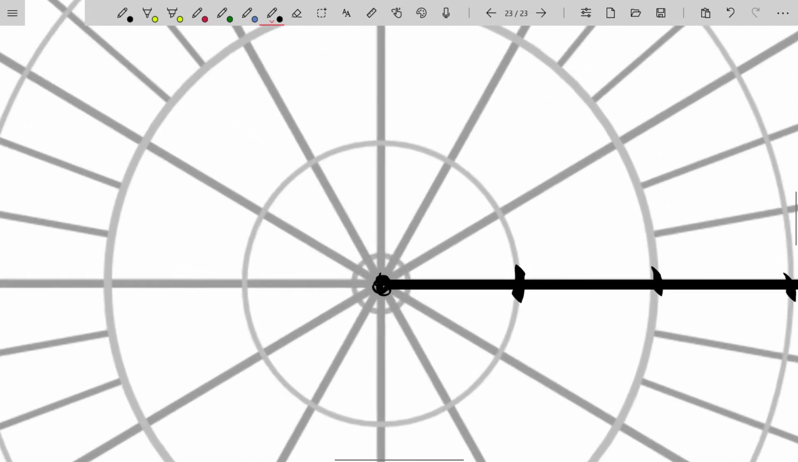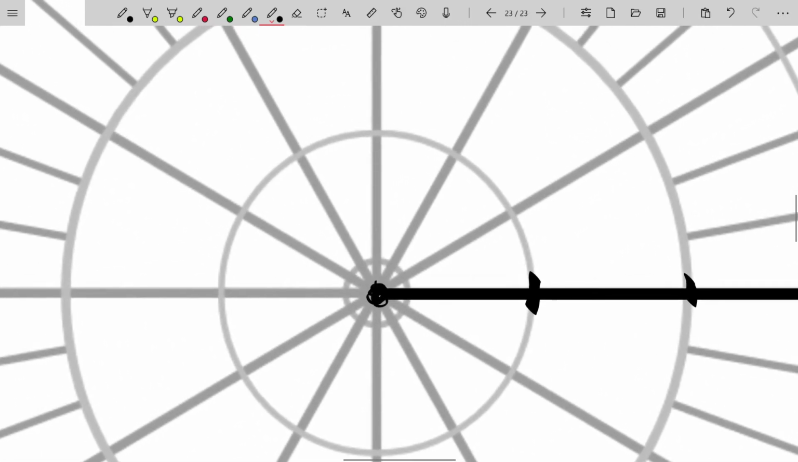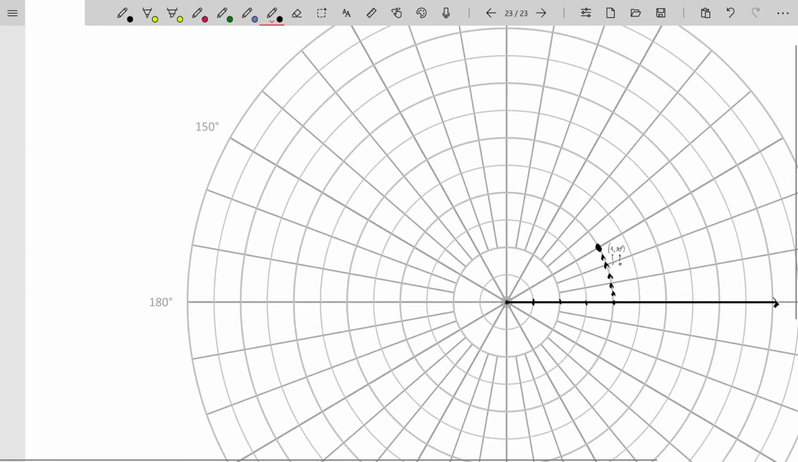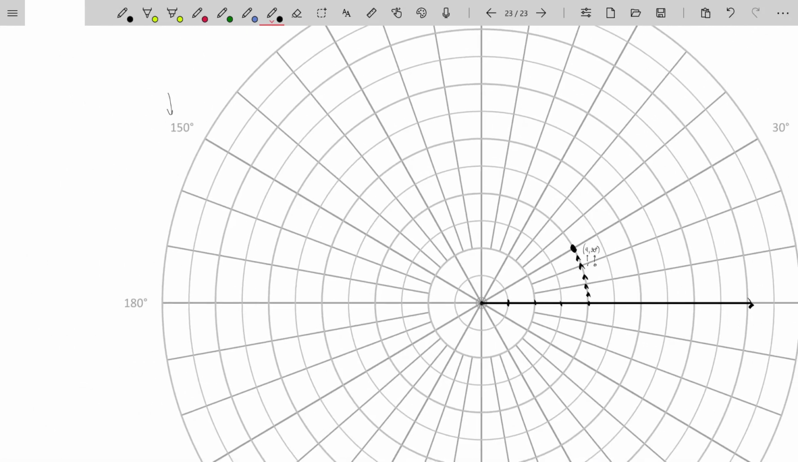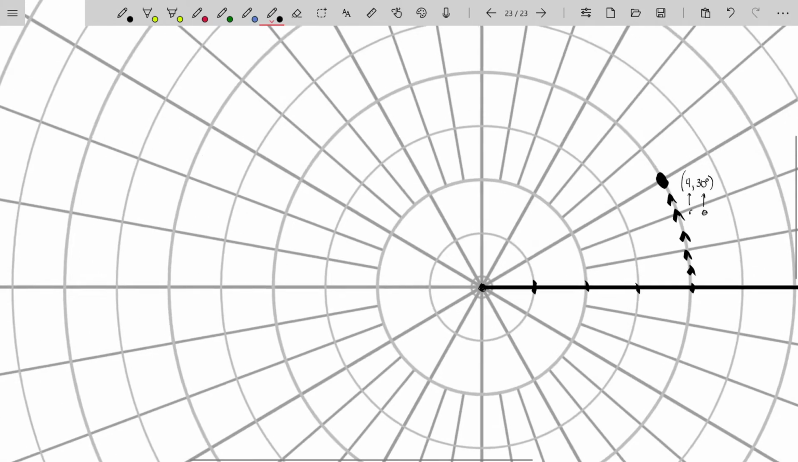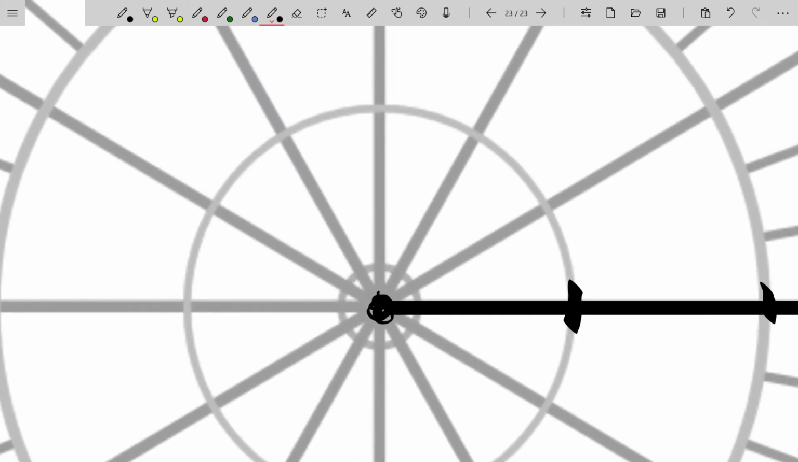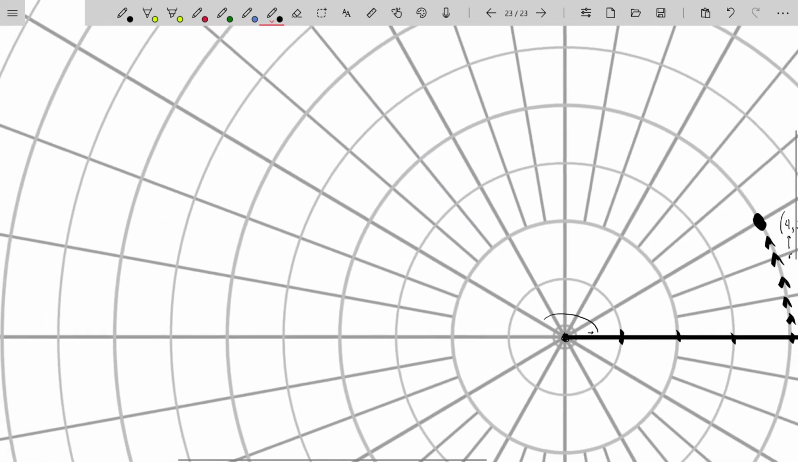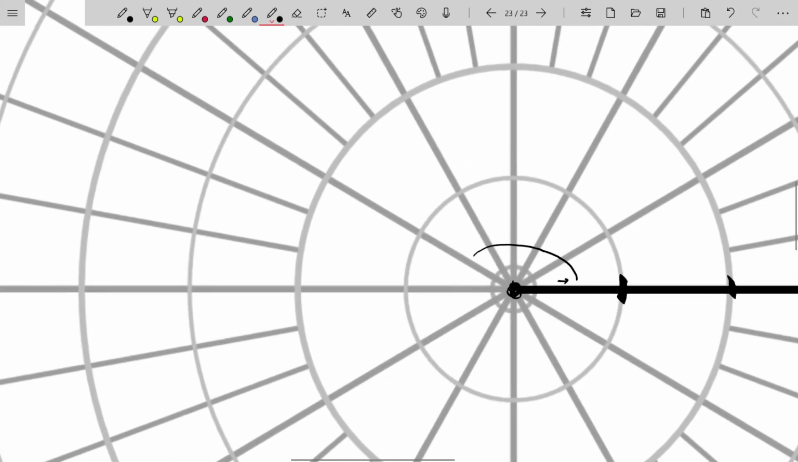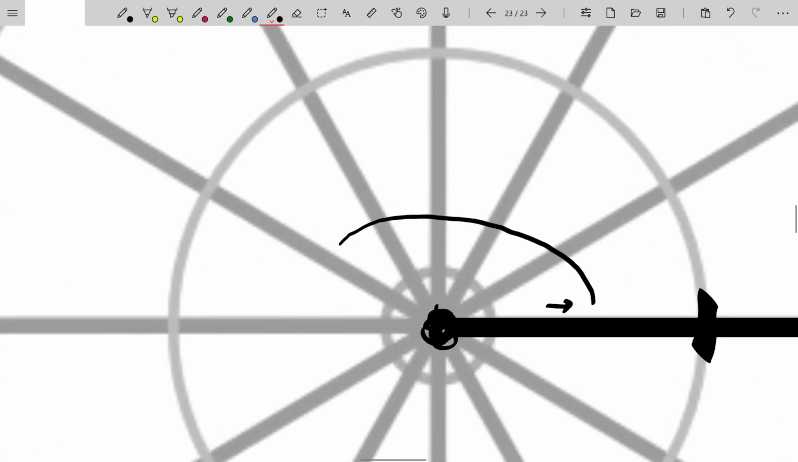For example, if I said that we want to plot the point at 150 degrees, which is way over here, and maybe 3 steps out, I would first say stand at the pole and face the polar axis here, and then turn through an angle of 150 degrees. I'm curious if that's 150 degrees, so let me just double check. It is. Great. So you start by facing this direction, turn through 150 degrees. There we are, it's a 150 degree turn.